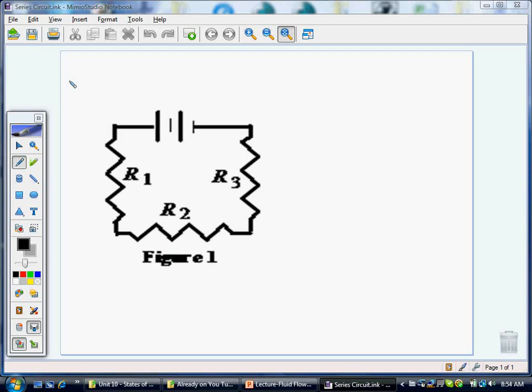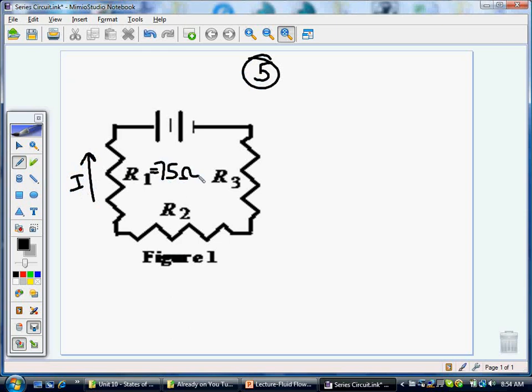At Electric Circuit C, number 5. And in number 5, it says find the current in resistor R1. So it wants the current in this resistor. If R1 is equal to 75 ohms, R2 is equal to 25 ohms, and R3 is going to be 50 ohms.